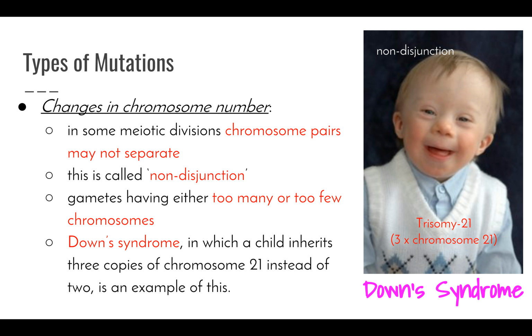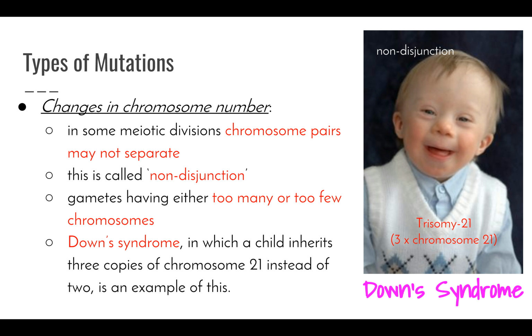In some meiotic divisions, chromosome pairs may not completely separate. This is called non-disjunction and results in the gametes either having too many or too few chromosomes. Down syndrome, in which a child inherits 3 copies of chromosome 21 instead of only 2, is an example of this. So any individual who has Down syndrome has ended up with 3 chromosome 21.